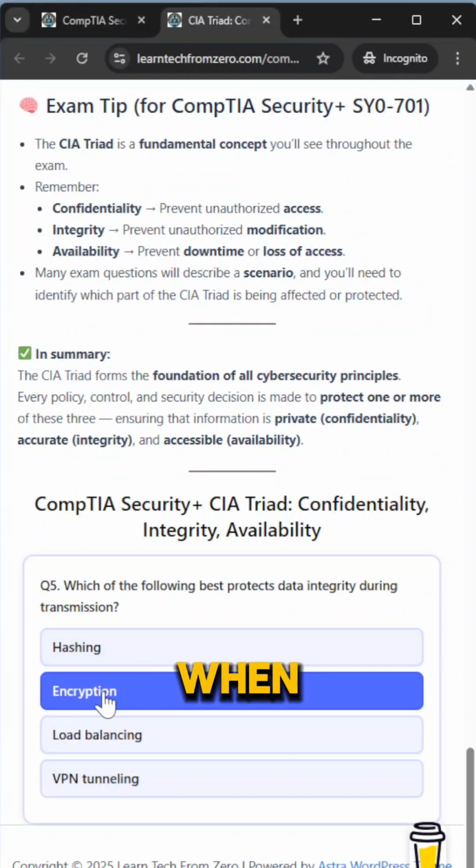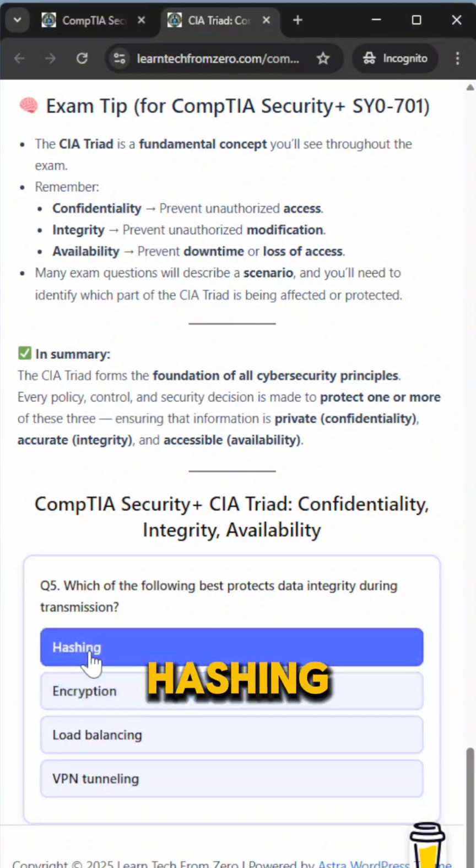Encryption is when even the hacker can get the information, but they will not be able to read it. That's what we call encryption. Hashing is to make sure that we are actually receiving the correct data. So it has to be hashing.